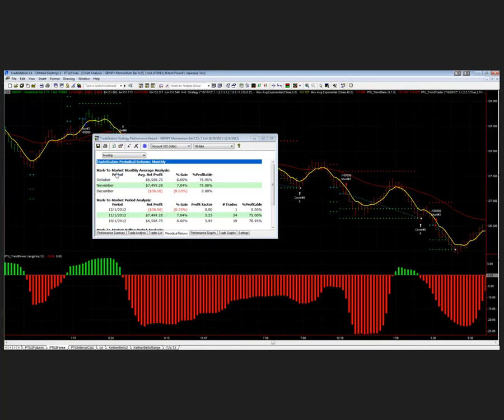The pound yen's been crazy how good it's been. We had a huge month in November, a huge month in October. Again, just getting going here. I have just a trade open right now in December.